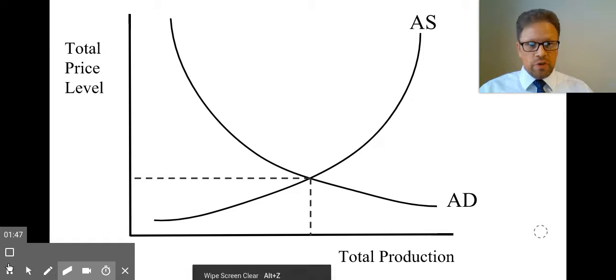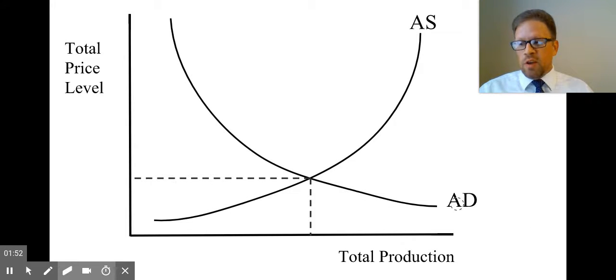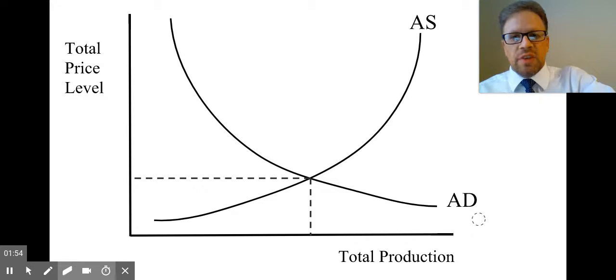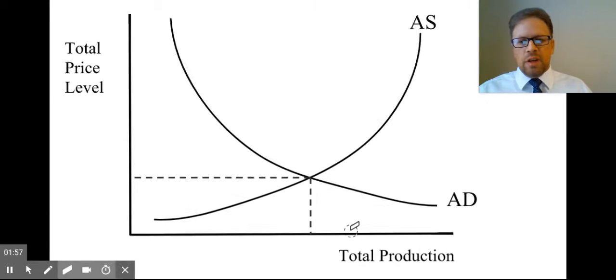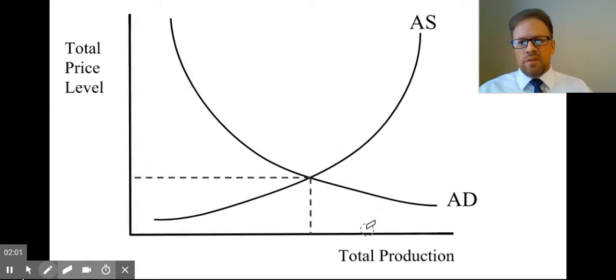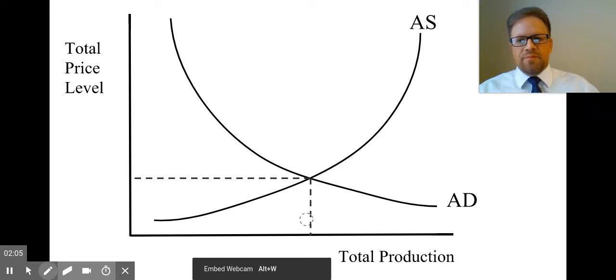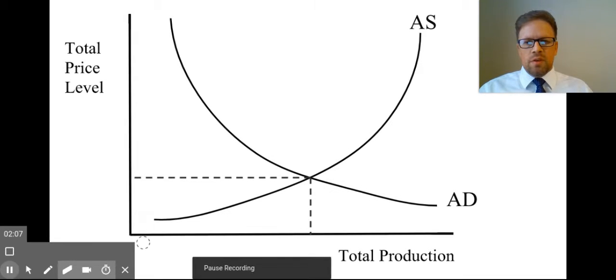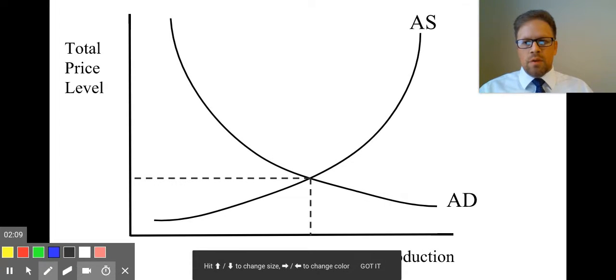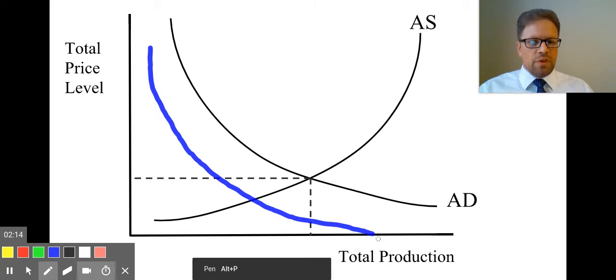So if we're going to demonstrate that, again, aggregate demand and money supply mean the same thing. So if you have a lower money supply, it means it has shifted to the left. Shifted to the left.